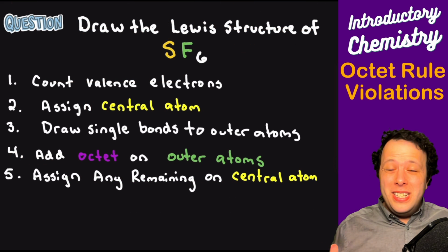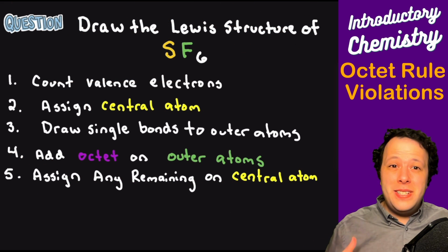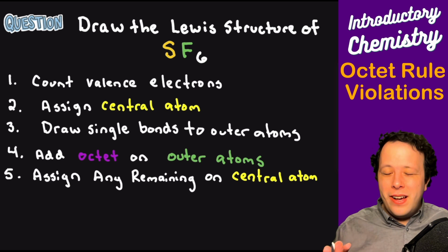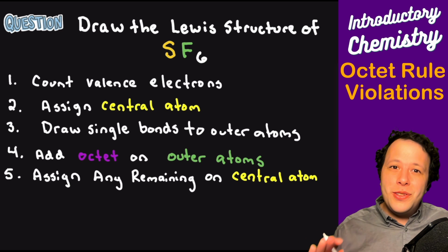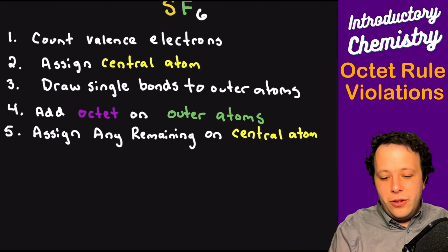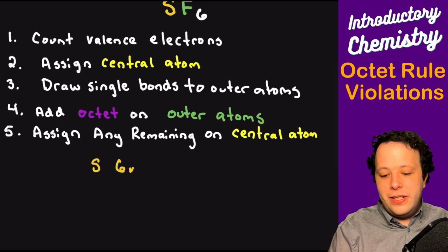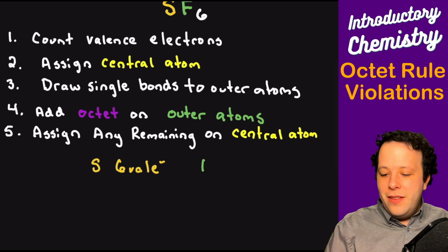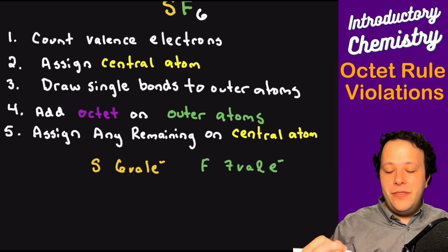Okay, so let's go through an example of how to draw a Lewis structure for SF6. When we're going through this, we need to make sure we're keeping track of every single element. So the first thing we're going to do is count our valence electrons. Sulfur is going to have 6 valence electrons for the one sulfur. And then fluorine is going to have 7 valence electrons on each fluorine.